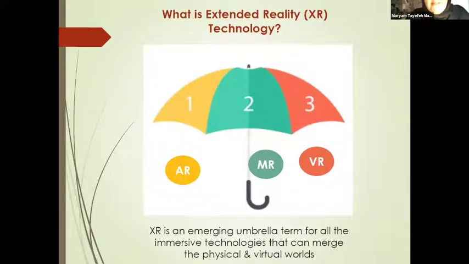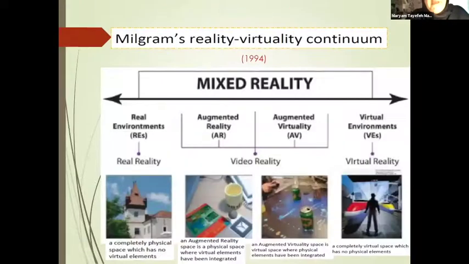Maybe you have this question in mind: what exactly does XR mean? XR is the abbreviation of extended reality. It is an emerging umbrella, as you can see in this picture, which has different kinds of immersive technologies like augmented reality, mixed reality, and virtual reality under its shadow. It includes technologies that can merge the physical and virtual worlds together. And our colleagues before me also mentioned the importance and significance of these tools nowadays.